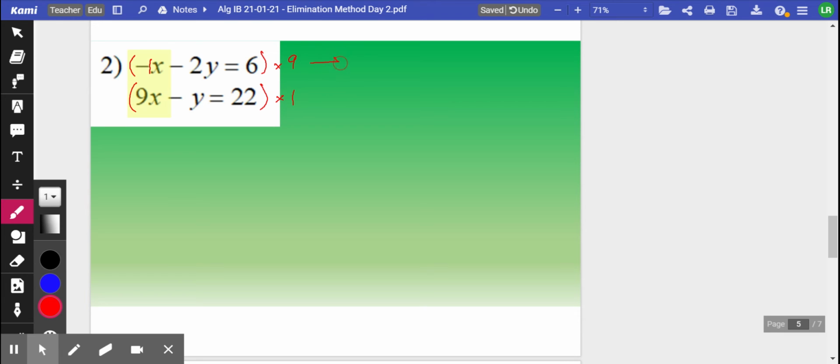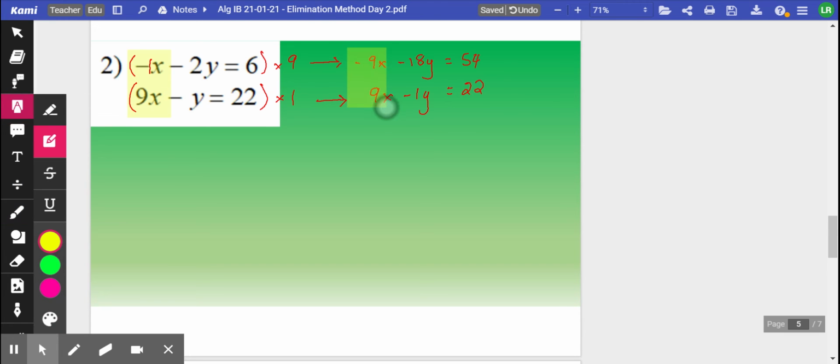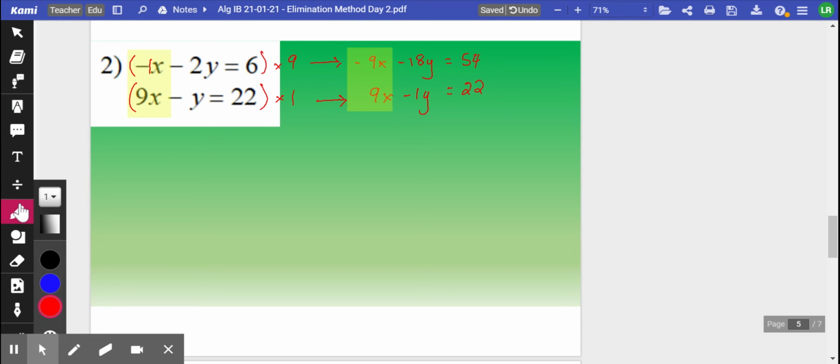And let's go ahead and multiply that out. The top, everything times 9. That's going to be negative 9x, negative 18y, and positive 54. On the bottom, everything times a positive 1. So essentially, the bottom is going to stay the same. I have a 9x, a negative 1y, and 22. Okay. You can see my x's are now opposites, so I can add my equations together.